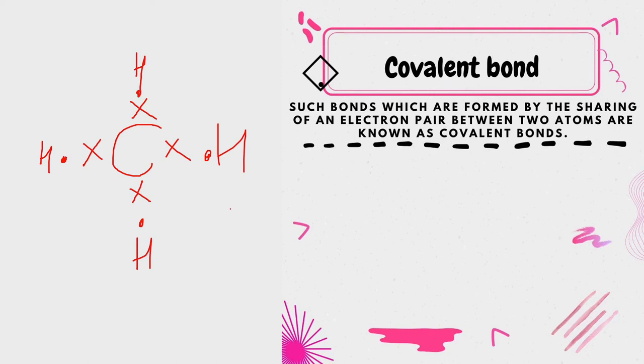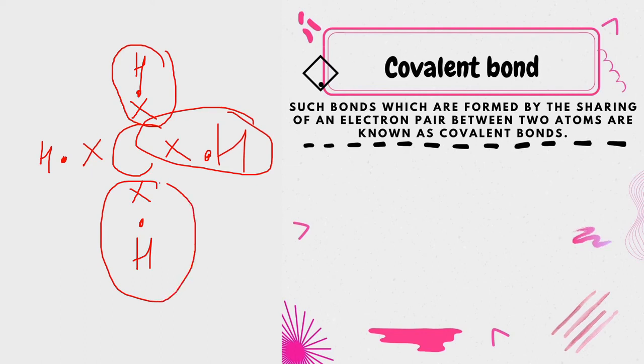So 4 hydrogen atoms are going to combine with the carbon atom. They are going to share the electrons. So carbon, this hydrogen's duplet completed. Similarly, this hydrogen's duplet completed. This hydrogen's duplet completed, and this hydrogen's duplet completed.